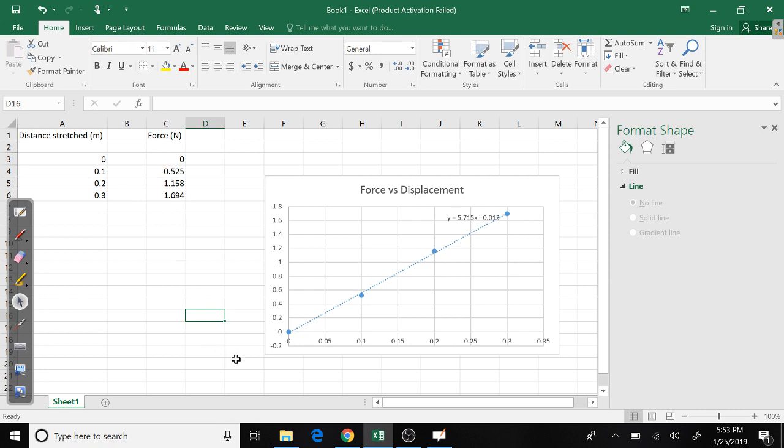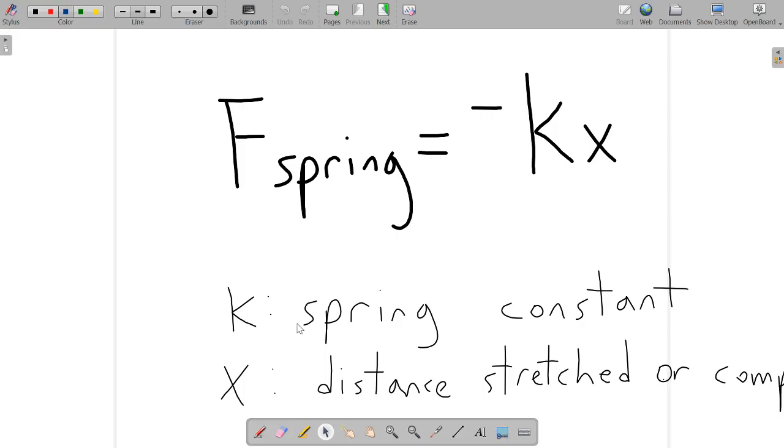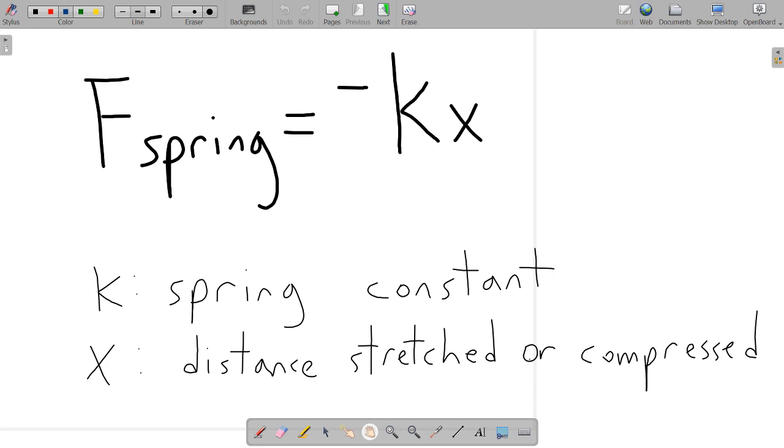When we plotted it out, we got a nice straight sloping line that looks something like this. So it was a linear function. Before we analyze this further, on the test you're going to be given the equation for the force of a spring, which is equal to negative kx, where k represents your spring constant, the magnitude of stiffness, and x represents the distance stretched or compressed. In this case, it's the distance that we stretched the spring in this example.